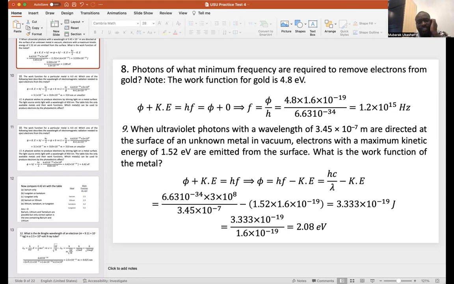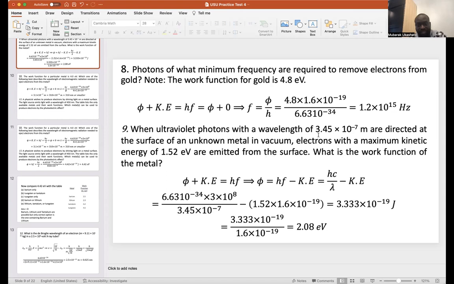Then the other one, number 9, says: when ultraviolet photons with a wavelength of 3.45 times 10 to the negative 7 meters are directed at the surface of an unknown metal in vacuum, electrons with a maximum kinetic energy of 1.52 electron volts are emitted from the surface. What is the work function of the metal? So we are given kinetic energy now. We are also given the wavelength.